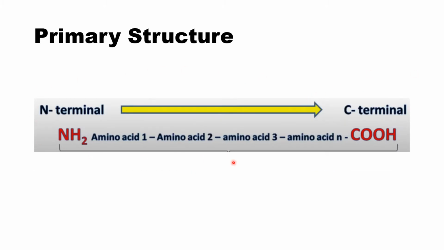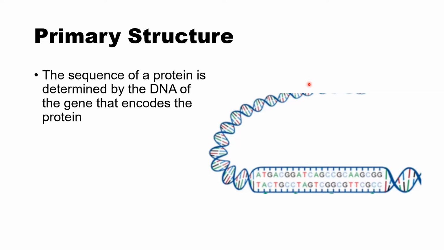So another example is here. The amino acids are attached by the peptide bonds and the primary structure of the protein, yung start niya is yung N-terminal and then it will end with the C-terminal. The sequence of a protein is determined by the DNA of the gene that encodes the protein. This is true not only with primary structure, but also with the other structures.